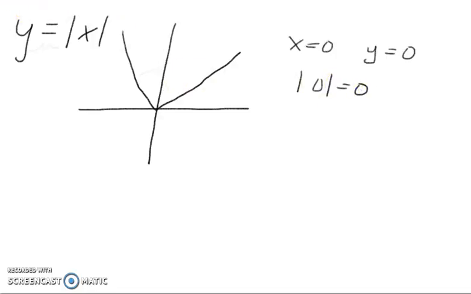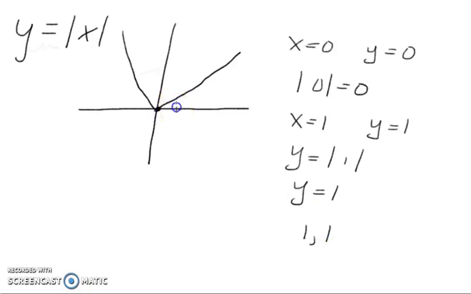So that would be, let's get a different color here. Let's just do it like this. That would be here. And then if I said x equals 1, then y would equal 1, because y equals the absolute value of 1. So when x is 1, y is 1. And let's just say that this is 1, so that will be there.